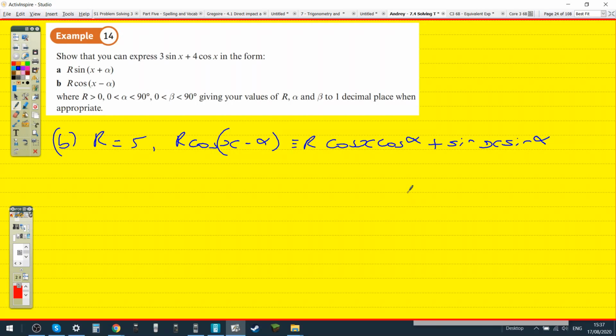Okay. And so match them up. So if I was to rewrite the question, I could write it as cos x times 4 plus sine x times 3. And so what is what? So do I need to do 5 times 4 cos x plus 3 sine x? Yep, you could do that. And so will that be 20 cos x plus 15 sine x? Yep. Okay. Match up.